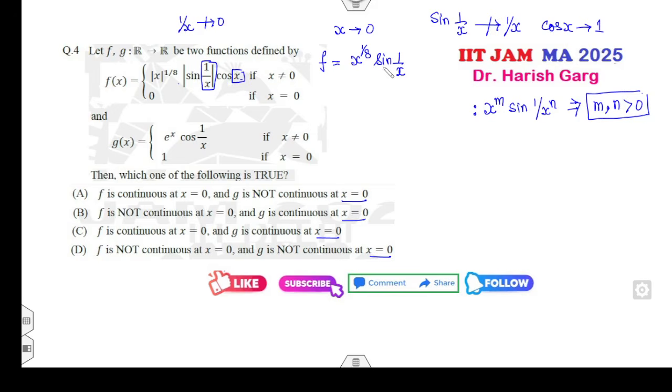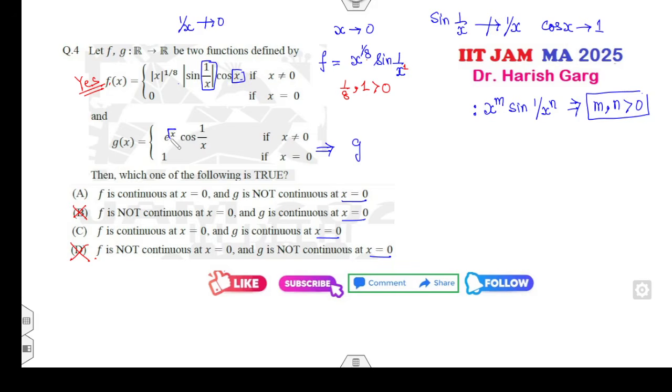Fine. Now is it a continuous function? Yes, because 1 over 8 and the power 1 are both greater than 0. Yes, this function is continuous. Fine. So f is continuous, so options B and D are cancelled. Look at the function g.